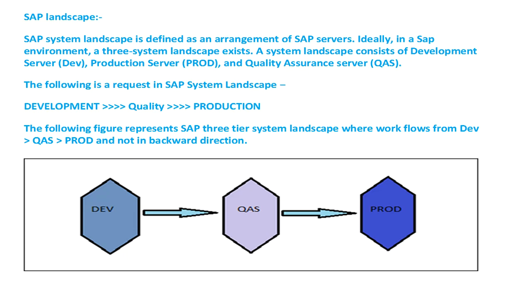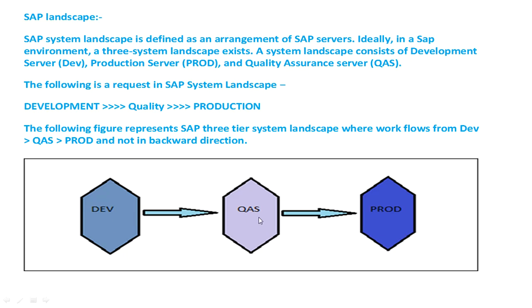The next one is SAP system landscape. So what is this system landscape? Normally, when SAP is going to be implemented in any organization, there are three kinds of servers. The first server is called your development server. The second server is called your quality server. And the third server is your production server.